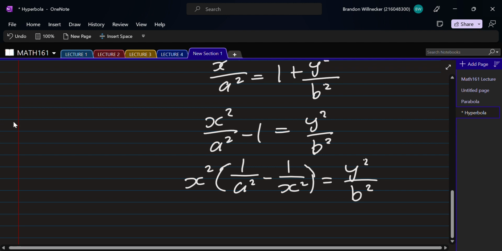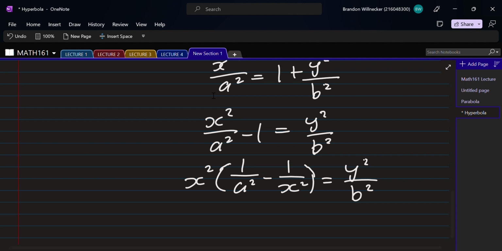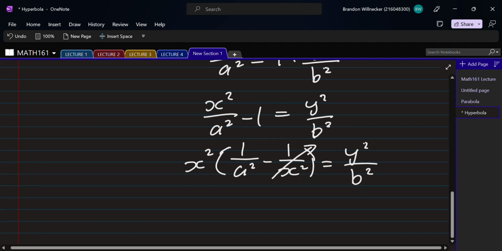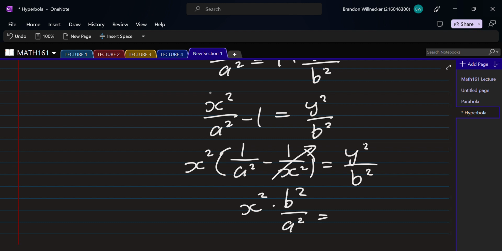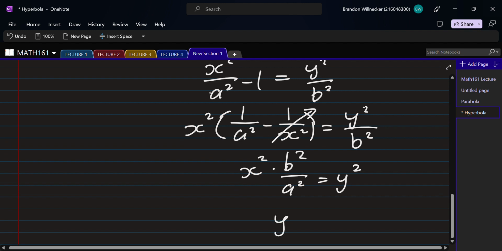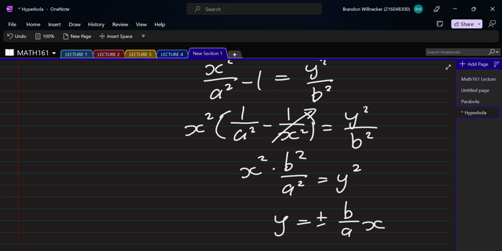Now we do our limit, because remember, the asymptotes are the limiting behavior of those two arms. So when x is very, very large, 1 over x squared becomes very, very small. So we can just neglect that. Then we have x squared times b squared over a squared is equal to y squared. So y is equal to plus or minus b over a times x. These are the two asymptotes that we get. So we get the one with the positive gradient and the one with the negative gradient.